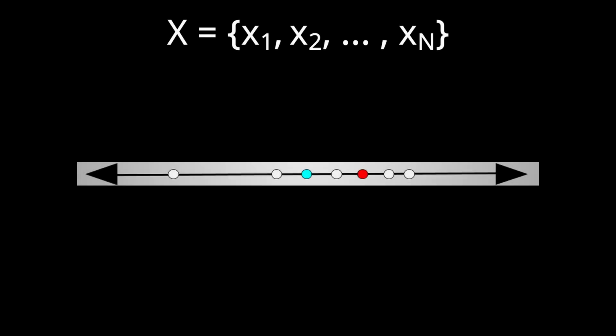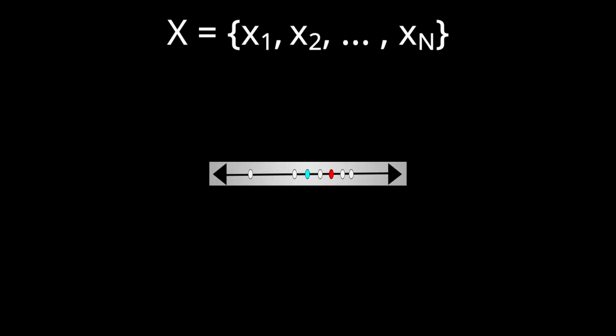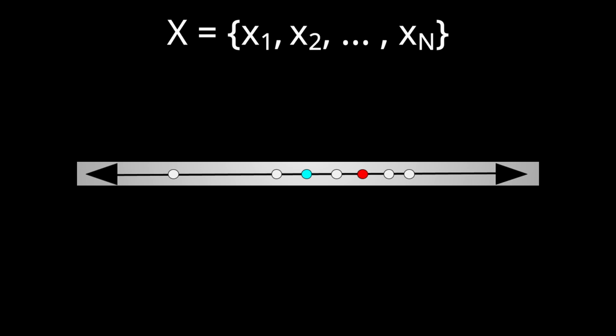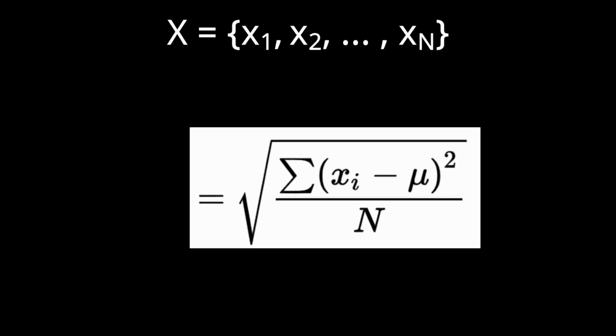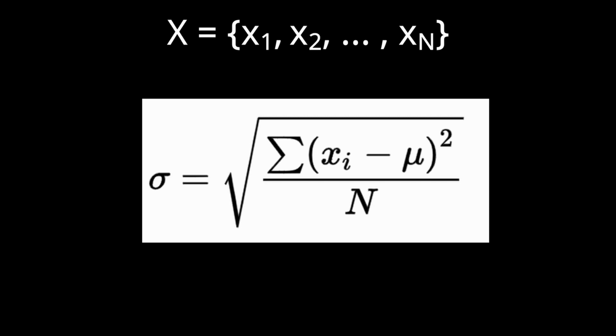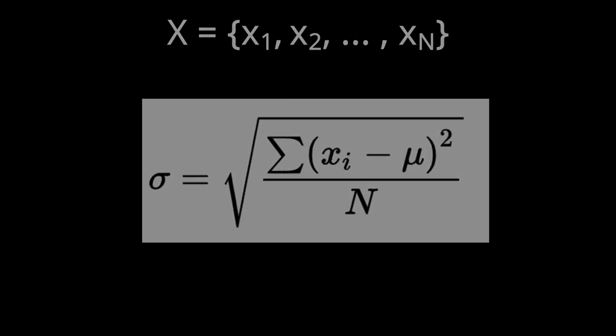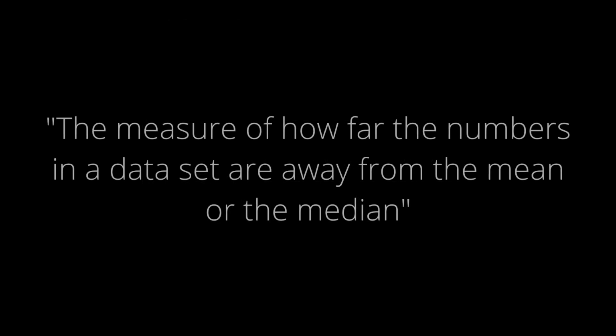Let's say that you have a set of data and we want to consider how far away or how close the data points are in general to the mean. To begin, in a set of data, a deviation of a certain data point is how far away that data point is from the mean. The standard deviation uses these deviations to provide a measure of spread, which is defined as the measure of how far the numbers in a dataset are away from the mean or the median.